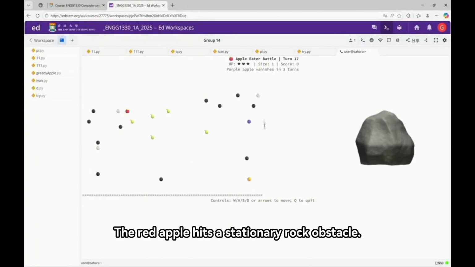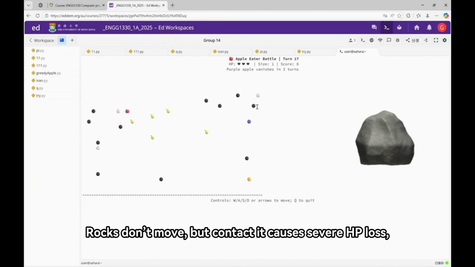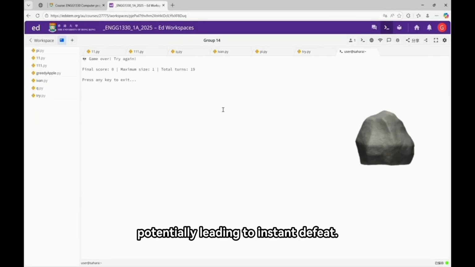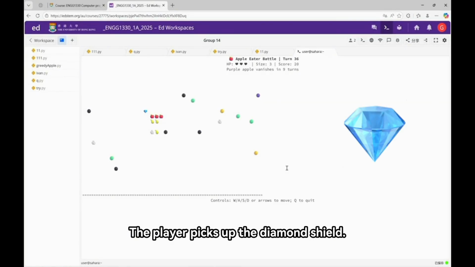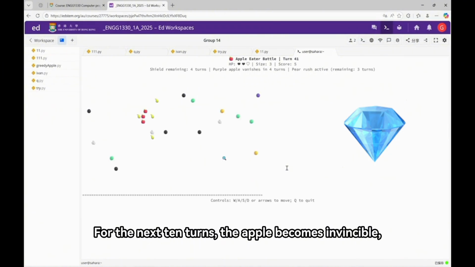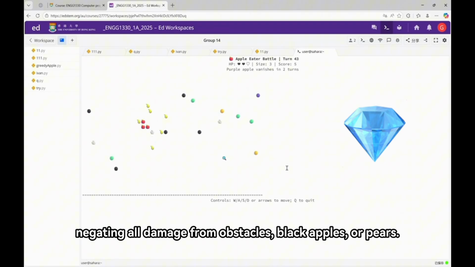The red apple hits a stationary rock obstacle. Rocks don't move, but contact with them causes severe health point loss, potentially leading to instant defeat. The player picks up the diamond shield. For the next 3 turns, the apple becomes invisible, negating all damage from obstacles, black apples, or peers.